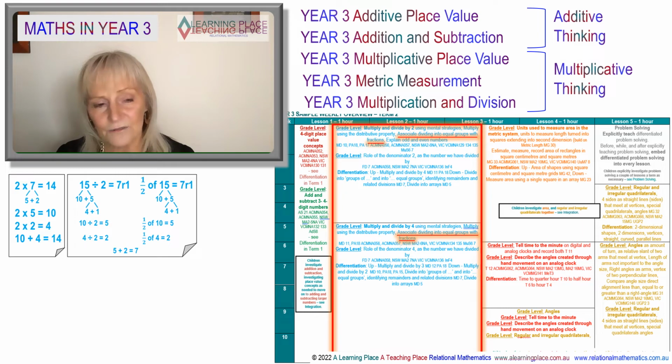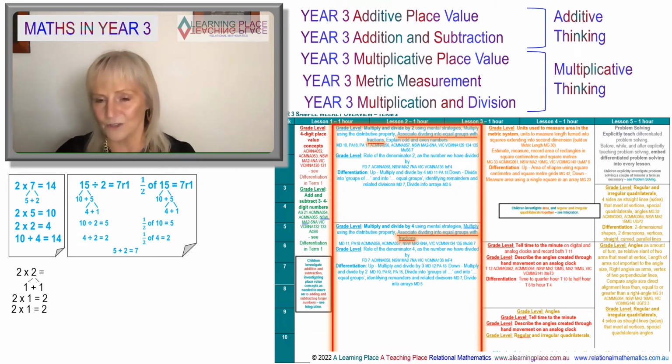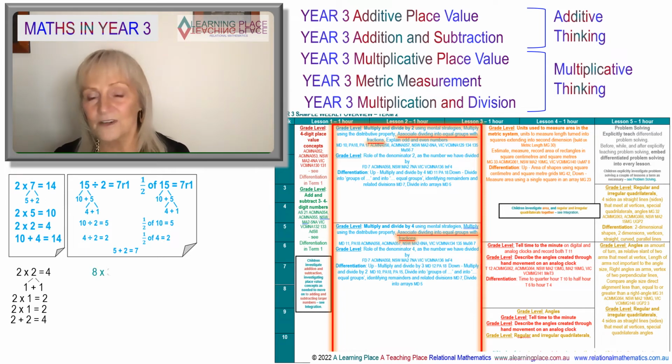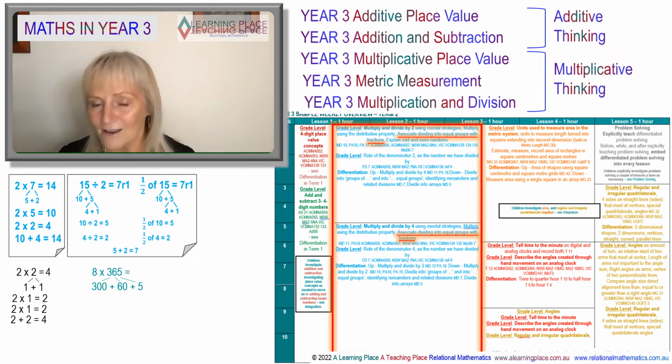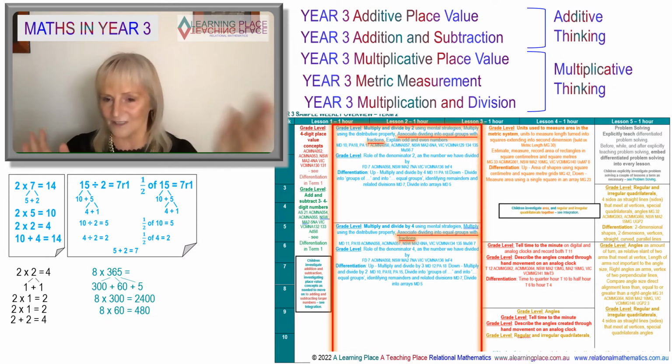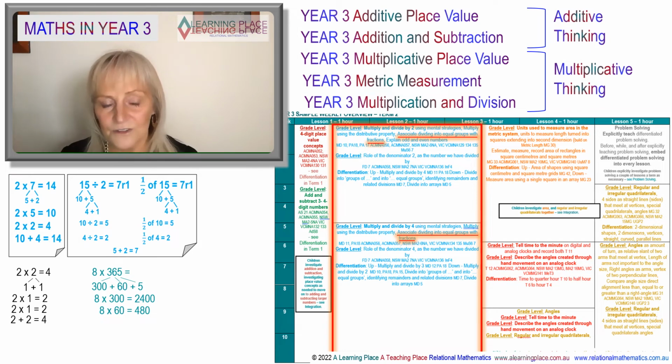Now in year 3, I've even had kids who don't know what 2 times 2 is. So they literally go 2 times 2, they partition the 2 into 1 and 1, and they go 2 times 1 is 2, 2 times 1 is 2, which is going to be 2 plus 2, which is 4. And it works with any size numbers. So I can do 8 times 365 at year 5 level, even later on in year 4 level. I can go 8 times 300, 8 times 60, because I know about multiplying by 10 and how digits are moving. And I can do 2 times 5.